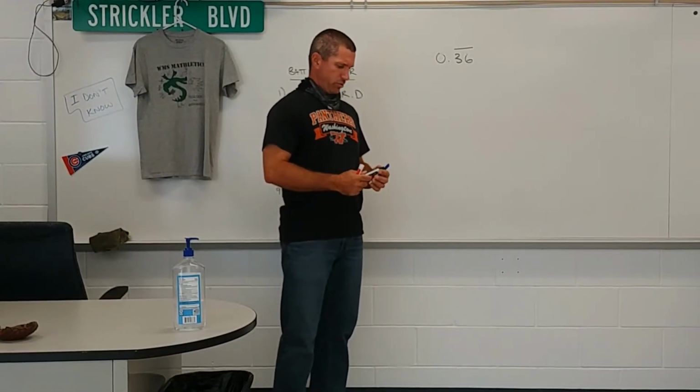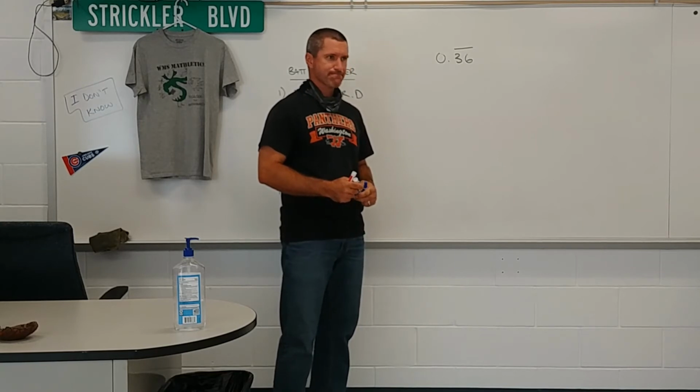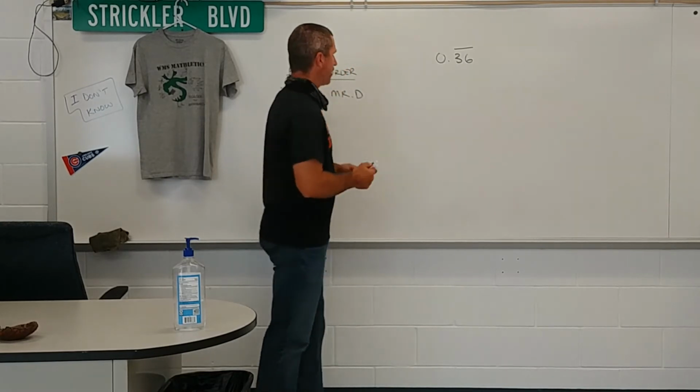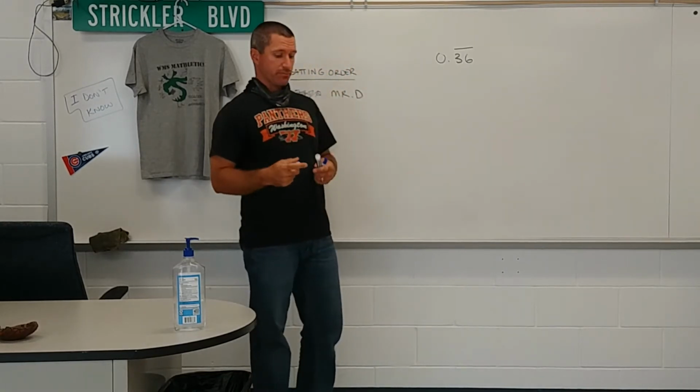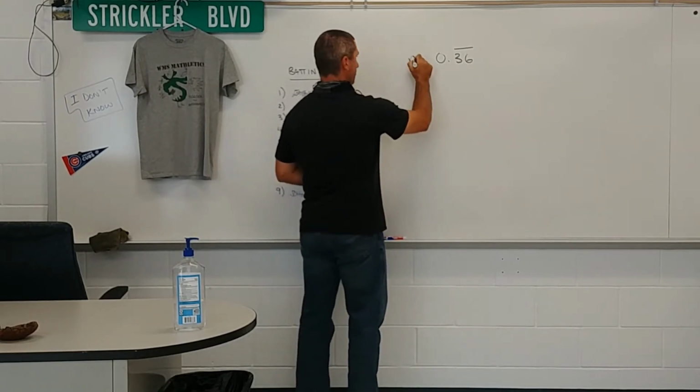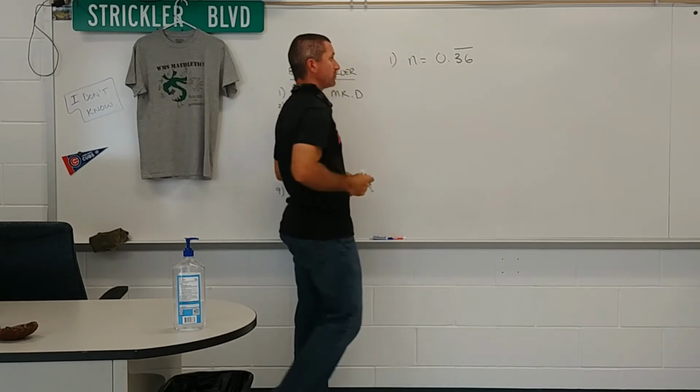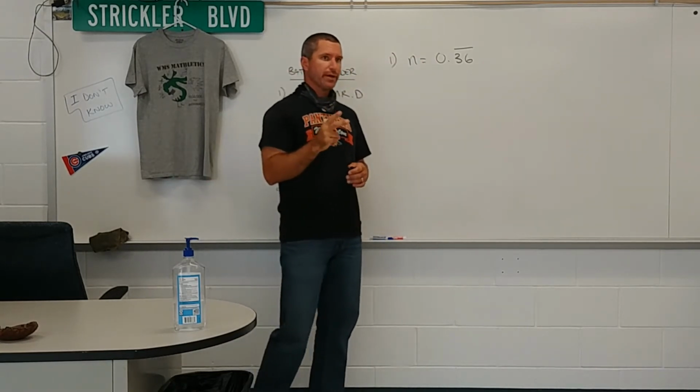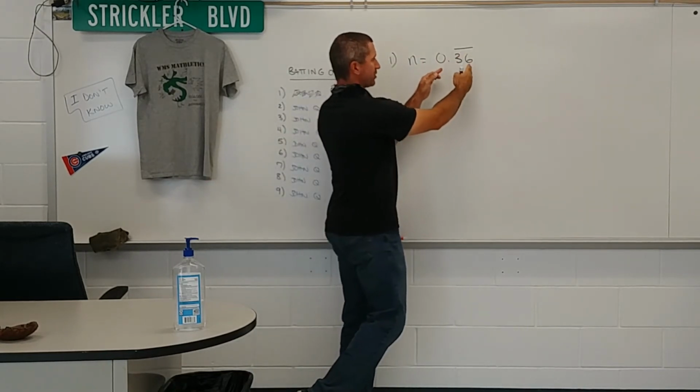Let's get this last one done. All right, so we got 0.36 repeating. If you remember the steps from before, we're going to set it equal to n first. That's step 1. N equals. Step 2, multiply by the last digit of repetition.